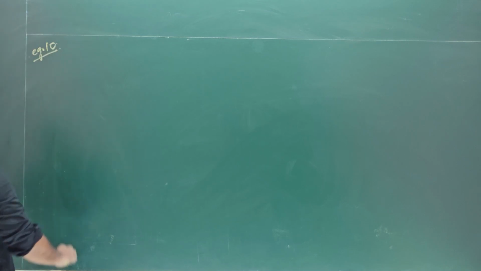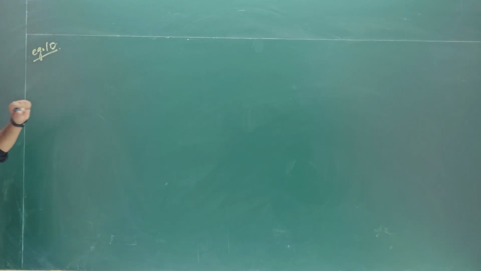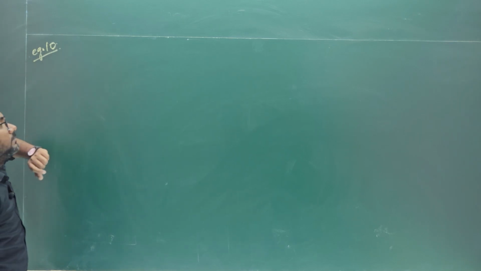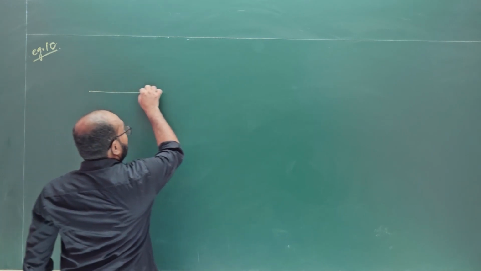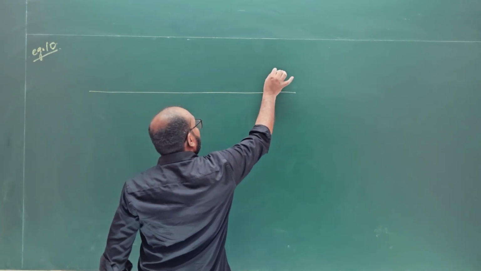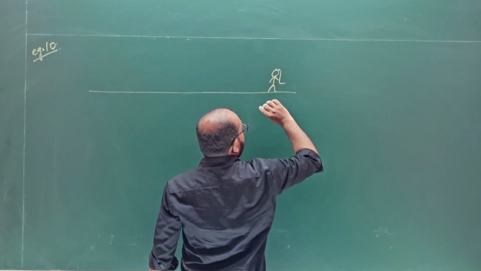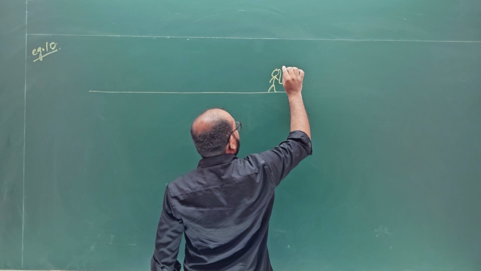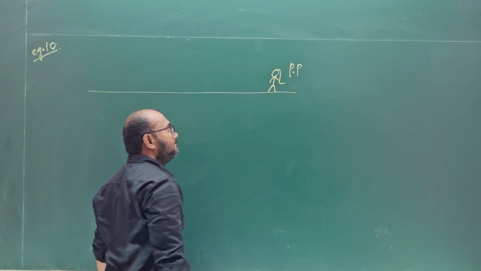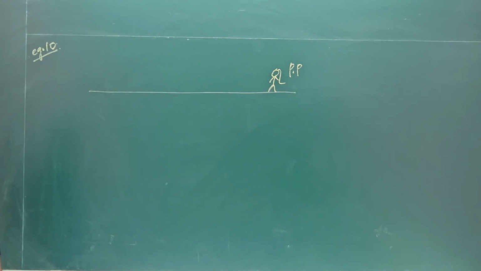Okay, shall I? Example number 10. Now I think in the last sheet you said that one question is given on reaction time. So let us discuss that today. For example, consider this as a straight road. On the straight road, a girl is standing here, and she is Pari.